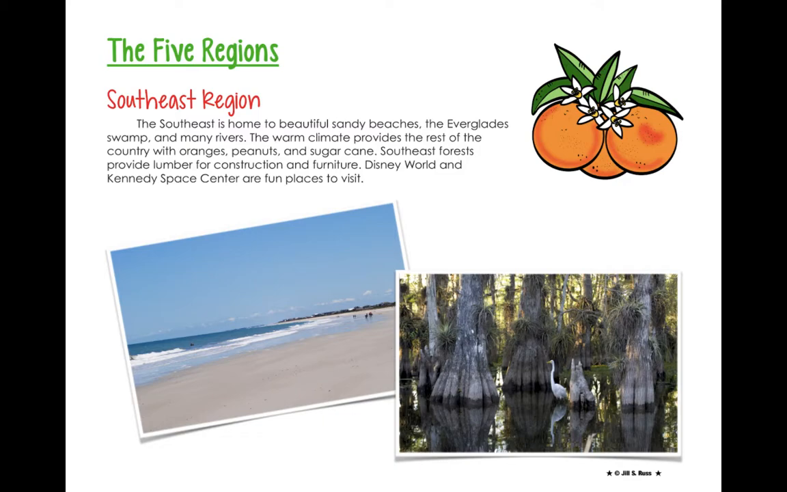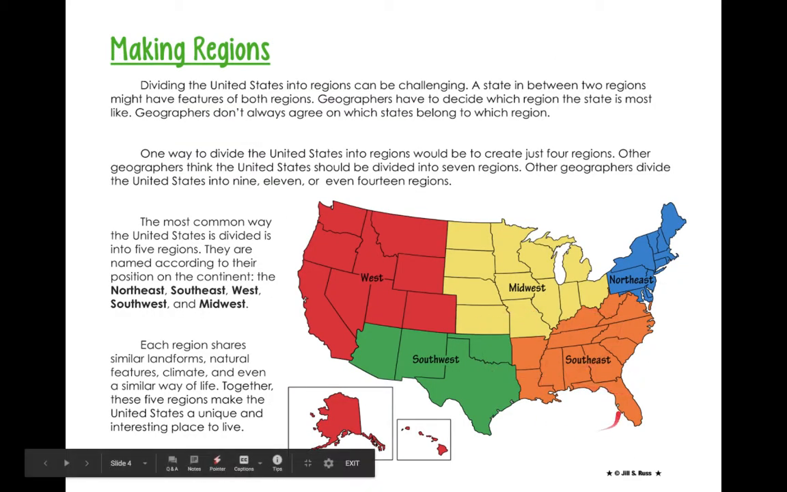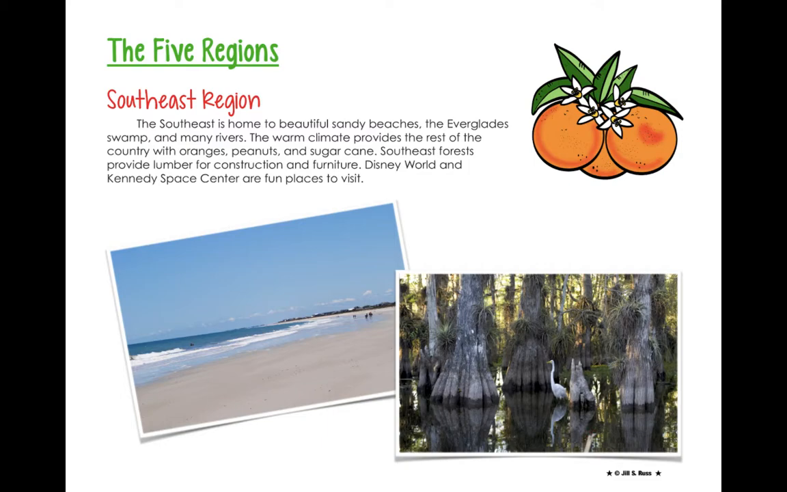The Southeast is home to beautiful sandy beaches. That's right down here, the Southeast. The southeasternmost would be Florida down here. Home to beautiful sandy beaches, the Everglades, swamp, and many rivers. The warm climate provides the rest of the country with oranges, peanuts, and sugar cane, where we get much of our sugar. Southeast forests provide lumber for construction and furniture, and Disney World and Kennedy Space Center are fun places to visit.